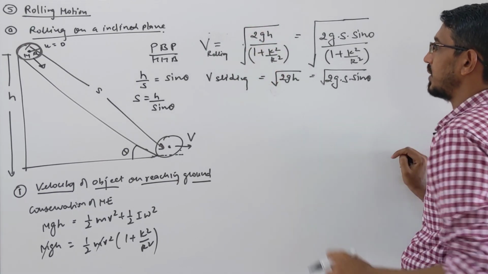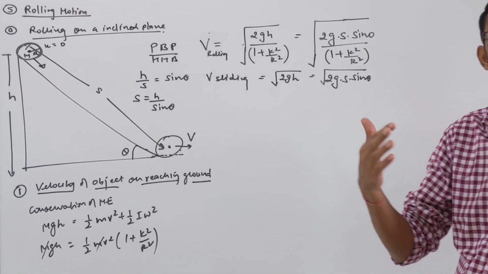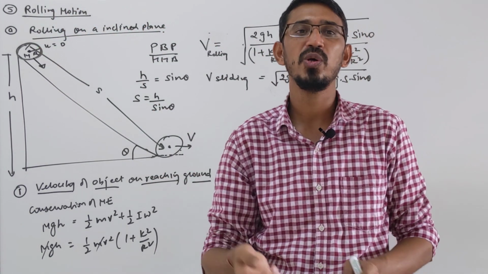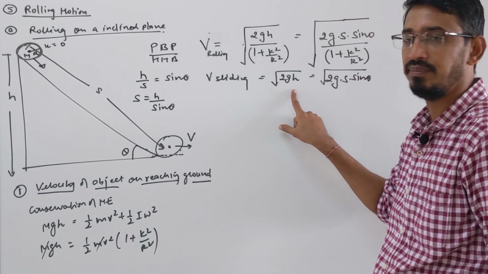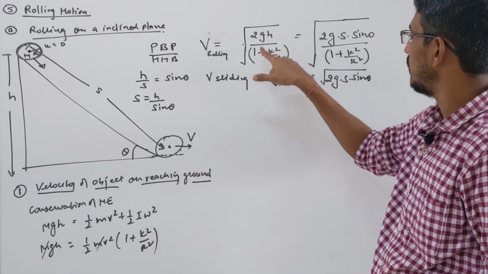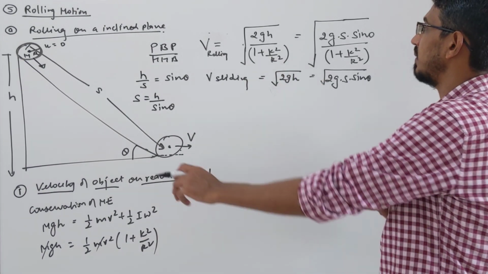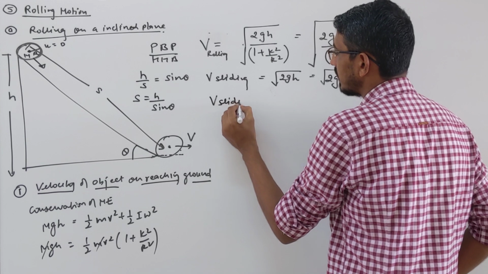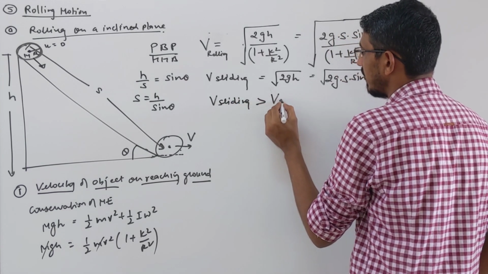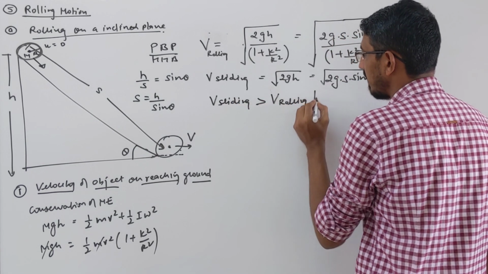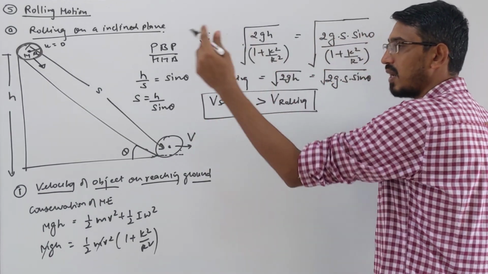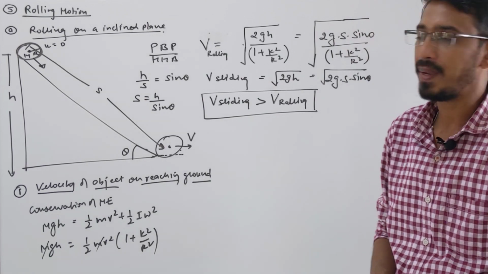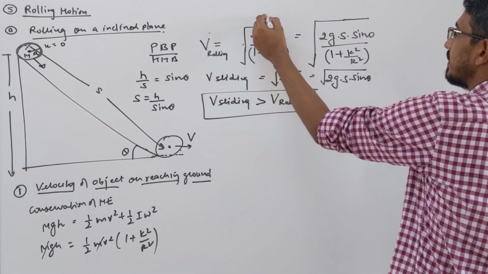So this answer always becomes less than root 2gh. If they ask in which case velocity is more, when one object is sliding first, then rolling, what is the answer? In case of sliding. Here it is root 2gh only, here root 2gh divided by some number more than 1. So that value is always less. So keep in mind that velocity in case of sliding is always more than velocity in case of rolling, for the same object, like a solid sphere first sliding, then rolling. So this is your velocity answer.